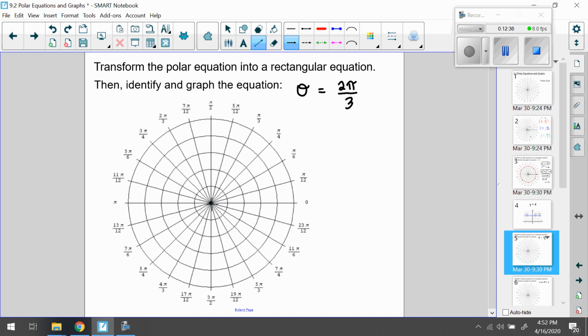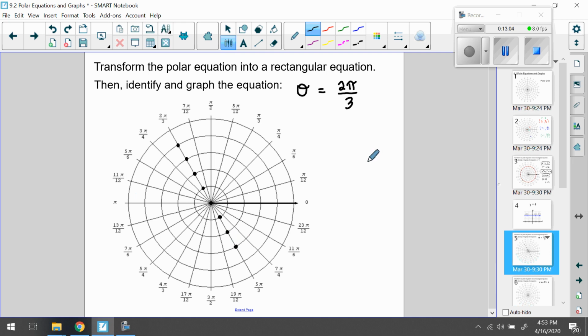Well, first I would draw my polar axis, and then I'm going to go to 2 pi over 3. And since r can be whatever I want it to be, that means I can put a point here if r is 1. I could put a point here, r could be 2, or r could be 3, or it could be 4, or perhaps it could be negative even. R could be -1, or -2, or -3.